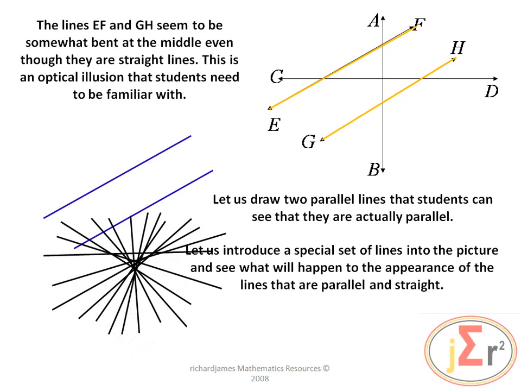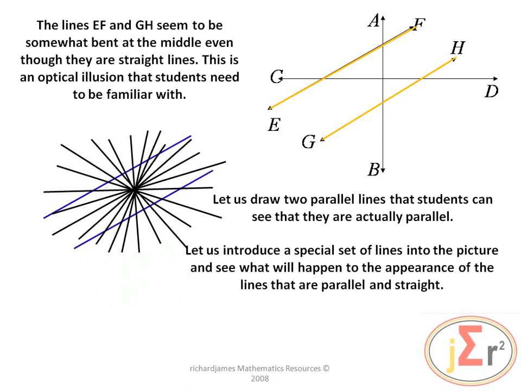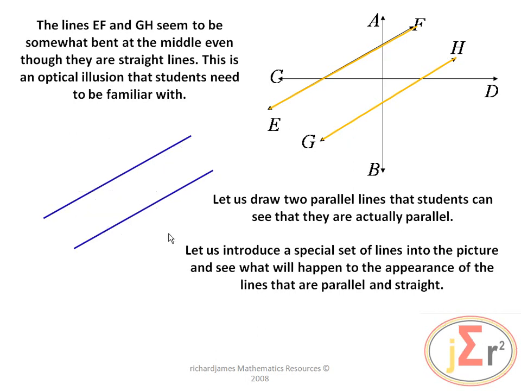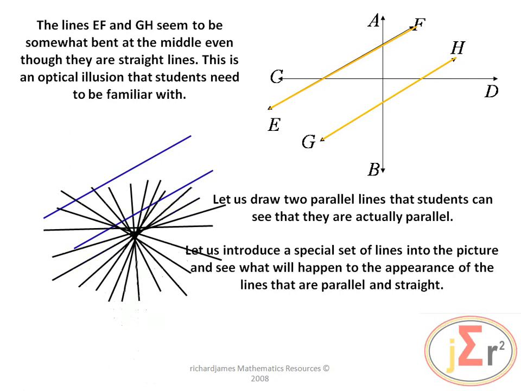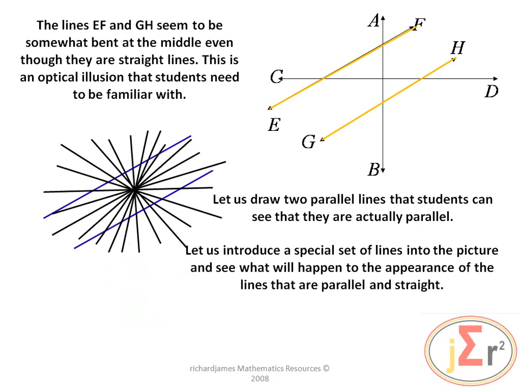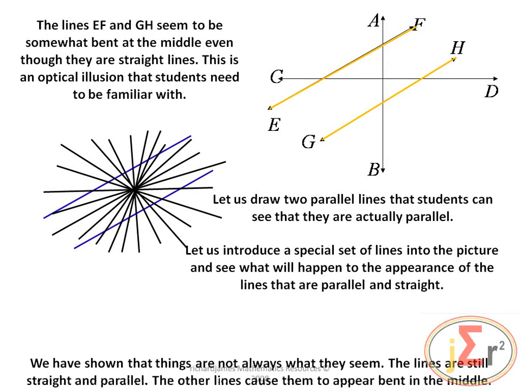Now we are going to do something to them. See that? By introducing this special set of lines, they seem to be narrow at the two ends and a little bit wider at the center. And of course, we can go back. See, they look parallel and they look straight. Look at this now. It gives them an appearance as if they are a little bit curved. And that is an optical illusion that students should be aware of.